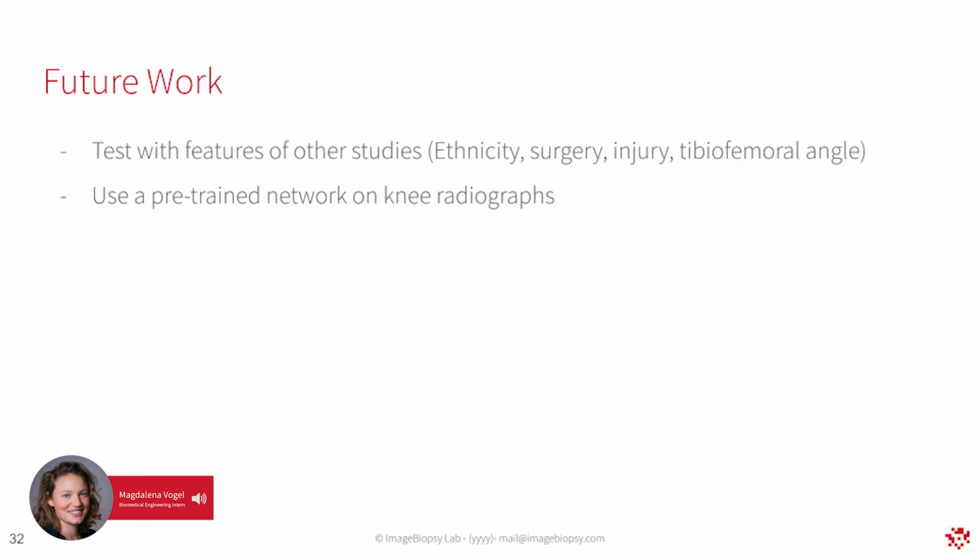And in future work, we could also test using some other numerical features, like for example ethnicity or previous surgery and injury of the knee, and test how this would change the performance of the model. And as well, we could use a pre-trained network, which is pre-trained on knee radiographs. We also wanted to use this, but the pre-trained network we had available was also trained with the images we wanted to use for validation, and therefore the network would have identified the image as a whole and could not really bring reliable results.